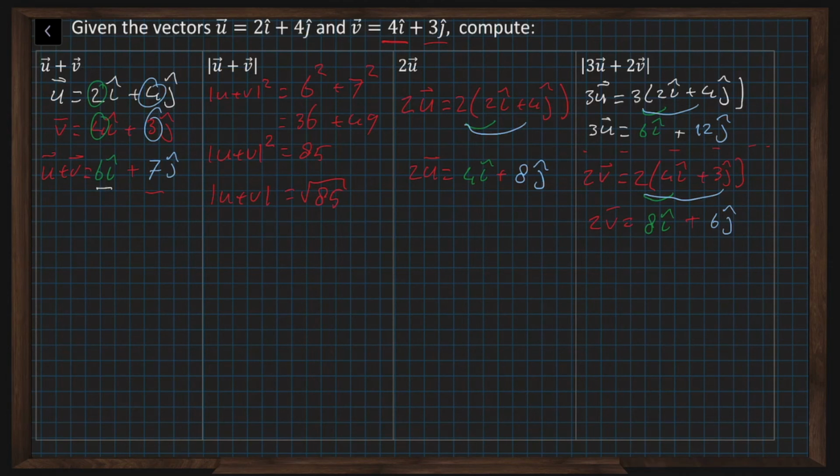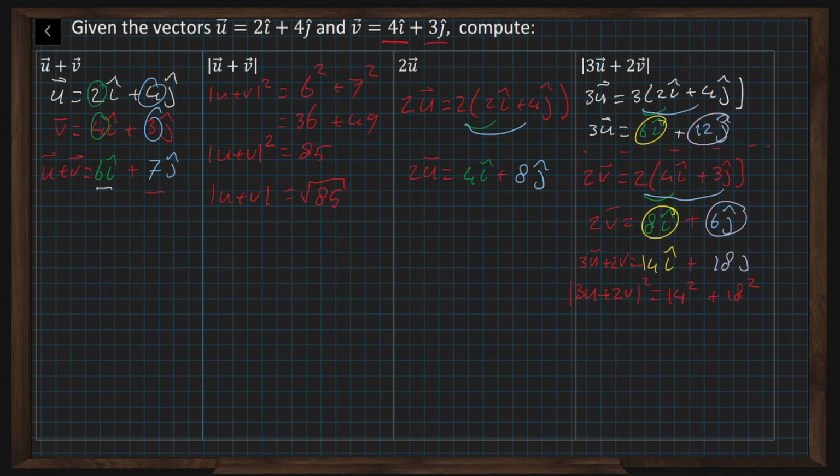But now we add them, so we have that 6i and 8i there, so that becomes 14 times i hat. And then next we have 12 and 6, so we have 18 times j hat. So this is our vector 3 times u plus 2 times v. But we want to find the magnitude of that, and we know that the magnitude squared is going to be equal to the sum of the components squared. So this is then given by 14 squared plus 18 squared.